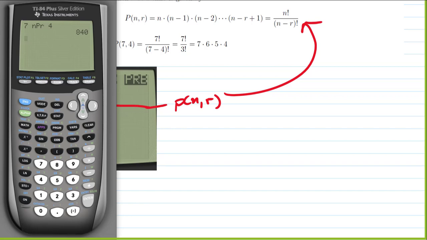That's not the right number. That's 7 factorial, that's 840. Because you have a color version, so it's going to be different. Very strange.